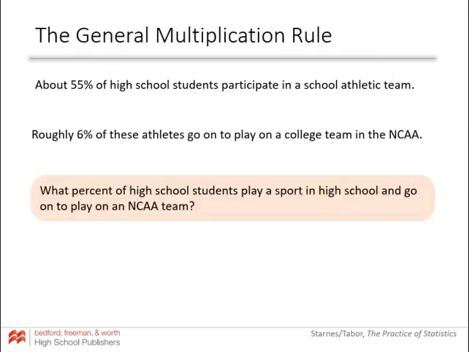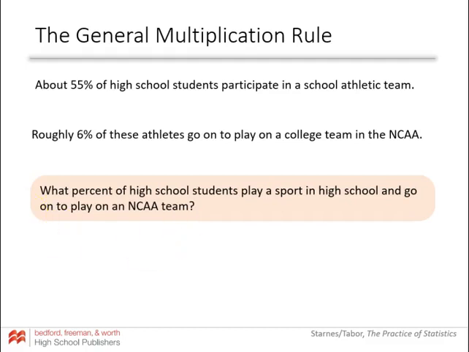So we have some multiplication rules that can help us. This is probably a concept you're already familiar with. If we know that 55% of high school students play on a sports team, and of those students that play on a sports team, 6% of them will go on to play on an NCAA team in college, we want to know what percent of high school students play a sport and go on to play on an NCAA team.